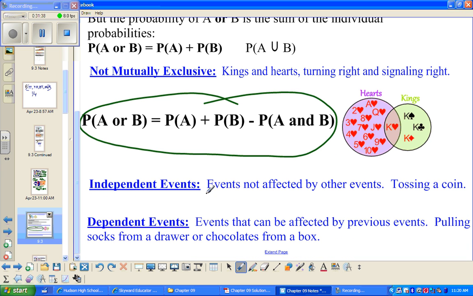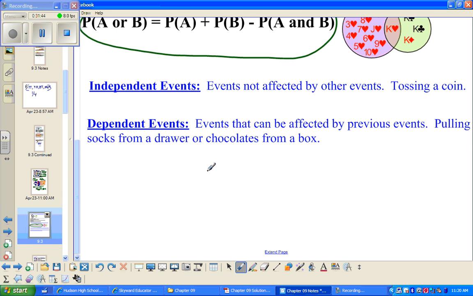Then independent events are events not affected by other events, like tossing a coin. It's not affected by anything else. Dependent events are events that can be affected by previous events, like if you're pulling socks from a drawer or chocolates from a box. Once you pull some out, them being gone affects what you might get after that.